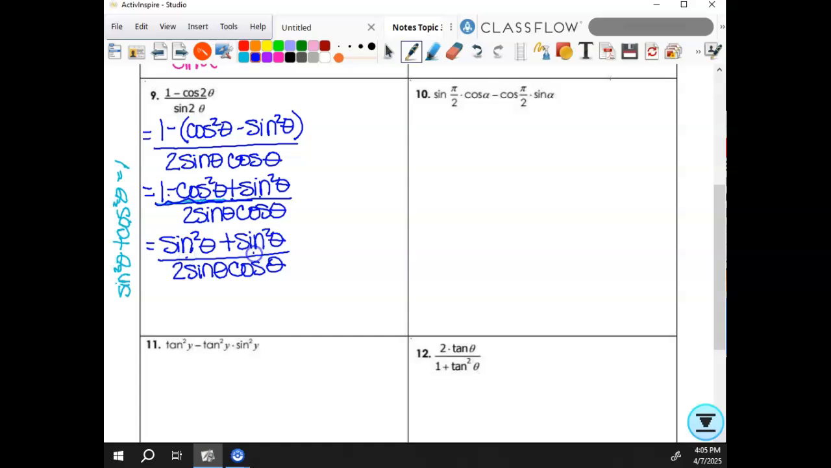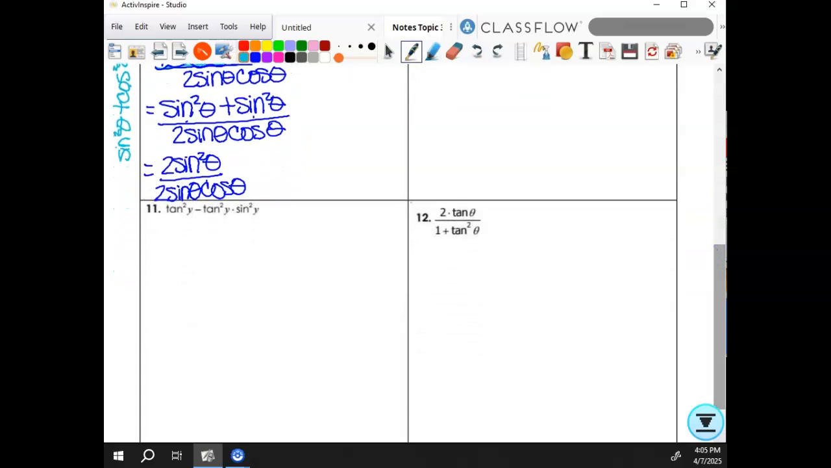So then I have sine squared plus cosine squared, that gives me 1... so 2 sine squared theta over 2 sine theta cosine theta. Now I can reduce. I can cancel those 2's out. I can cancel this sine out with one of those. And that leaves me with sine theta over cosine theta. And then I know that sine theta over cosine theta is tangent theta. And I'm done.